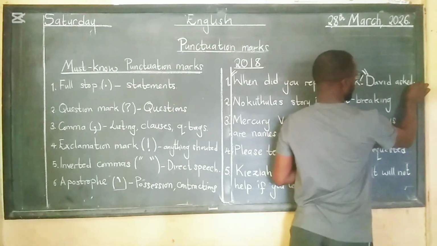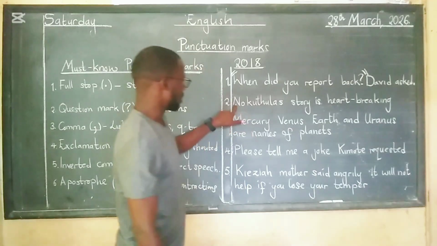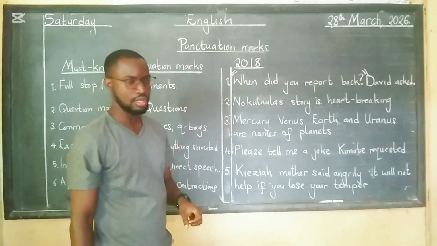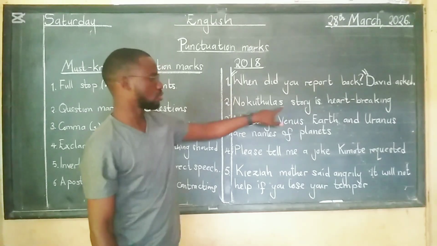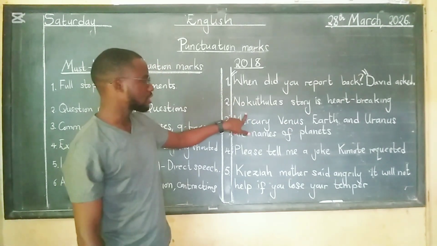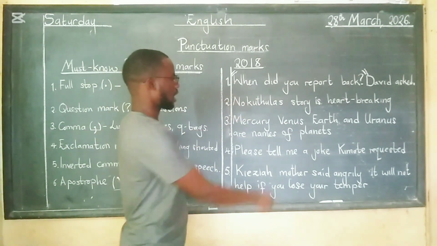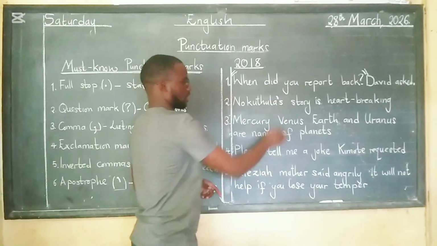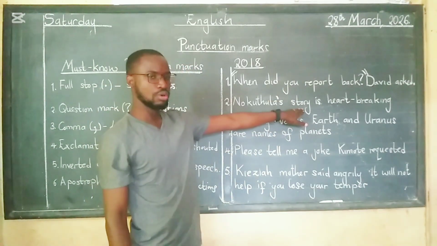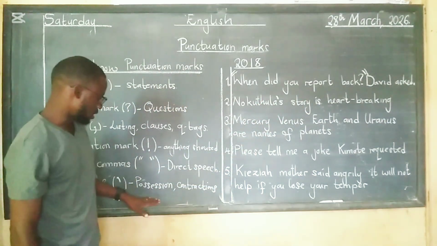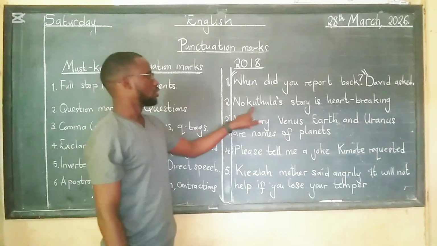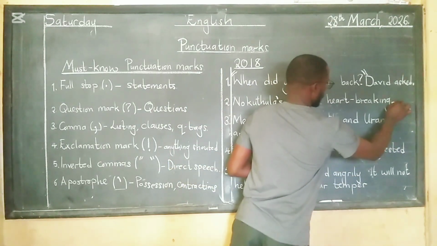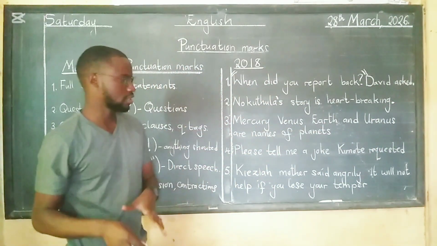David asked. Full stop. Then number 2, Noctula's story is heartbreaking. So the story belongs to Noctula. As such, on Noctula we are going to add an S as it is and put an apostrophe there to show that the story belongs to Noctula. Like I explained, possession. So Noctula's story is heartbreaking, full stop, because this whole thing is just a statement.